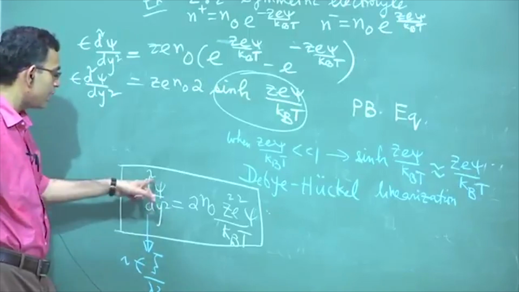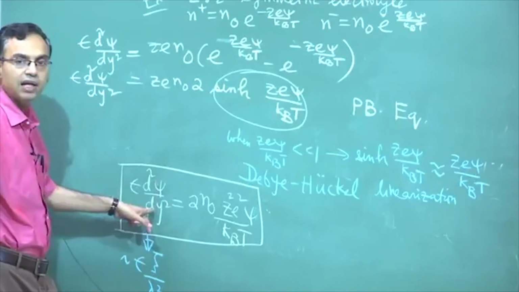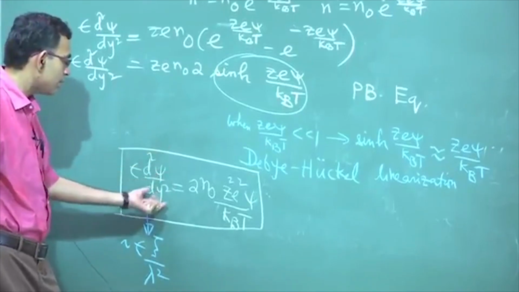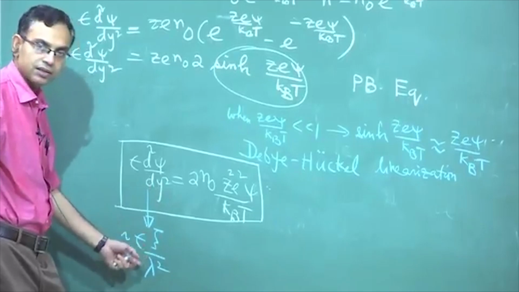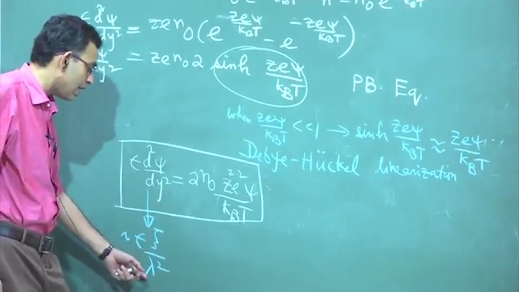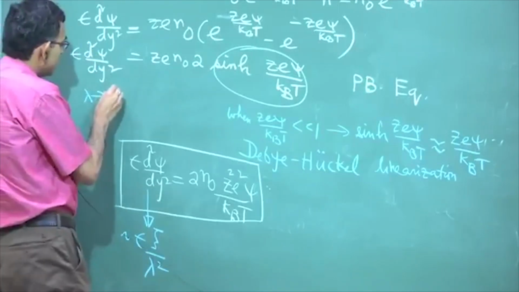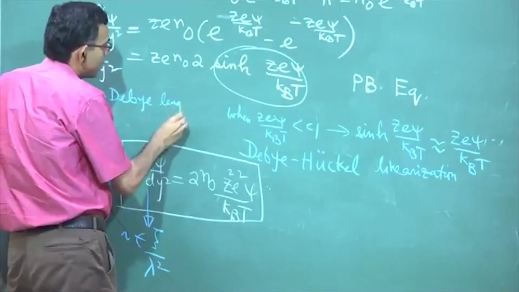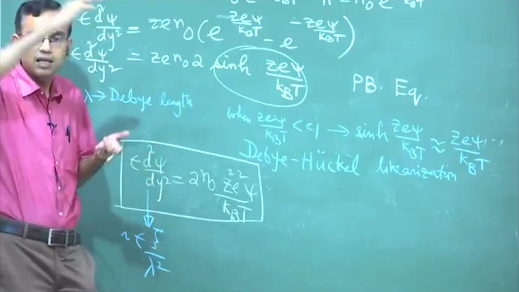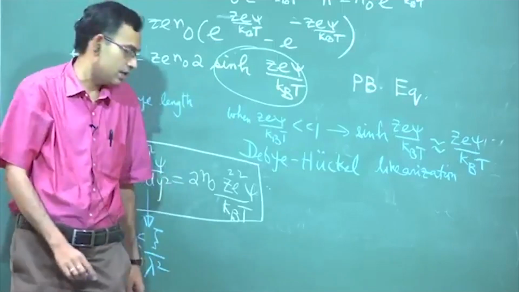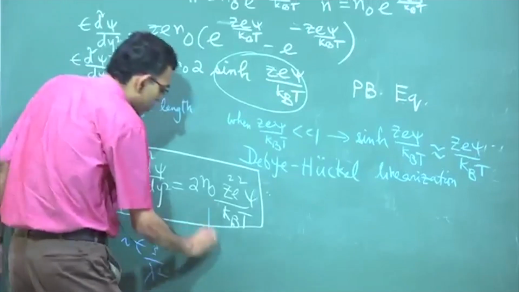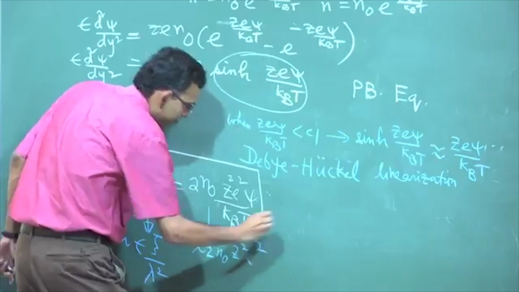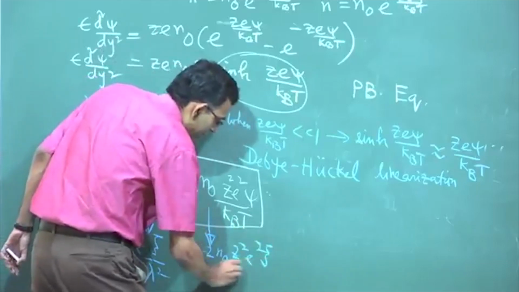So d2 psi dy2 is what? It is d dy of d psi dy. So it is some characteristic psi divided by the square of some characteristic length. The characteristic length lambda is called the Debye length. This is the characteristic length of the EDL. This is not actually the length of the EDL, it is the length scale, the order of magnitude of the EDL. So this is of the order of 2 n0 z square E square zeta by kBT.